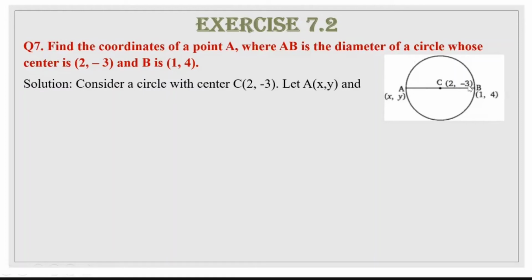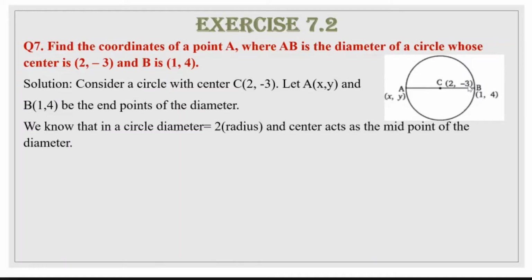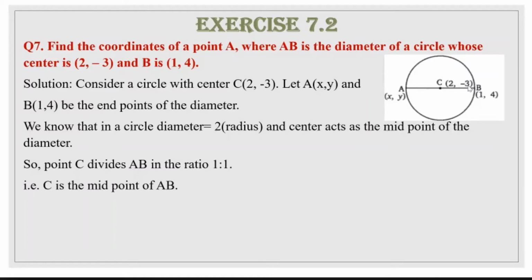The center of the circle is (2, -3). Then the center will be the midpoint of the diameter. Therefore, using the midpoint formula directly, I can find that 2 is equal to (x + 1)/2. That means x comes out to be 3. Exactly the same way, -3 is equal to (4 + y)/2. That means 4 + y is equal to -6. That means I get y is equal to -10. So I have found the values of x and y.